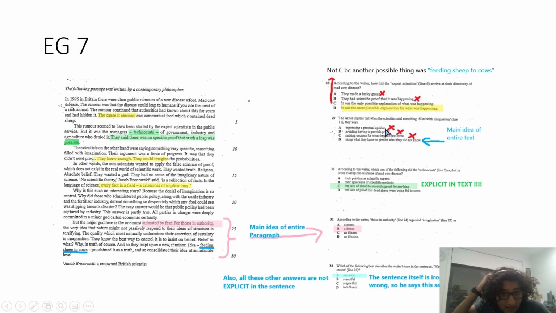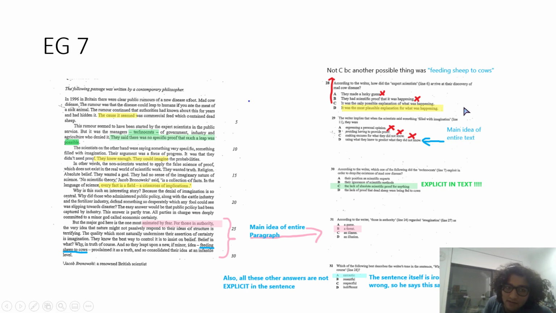Okay, 29. The writer implies that when the scientists said something filled with imagination, they were A. Expressing personal opinion. Nowhere does it say anything about that. B. Avoid having to provide proof. Nope, that's wrong, right? Because the writer is for the scientist. If he's for the scientist, saying that we don't need proof, why would he say that they avoid having to provide proof? And it's not said explicitly in the text. C. Making excuses for what they did know. Nope, he doesn't say that explicitly at all. D. Using what they knew to predict what they did know.